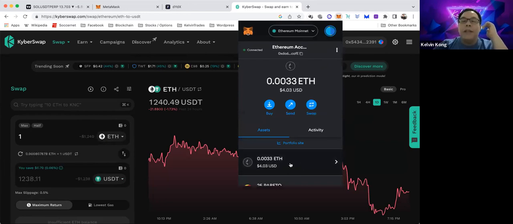Okay. No gas fee, no transfer. Simple as that.